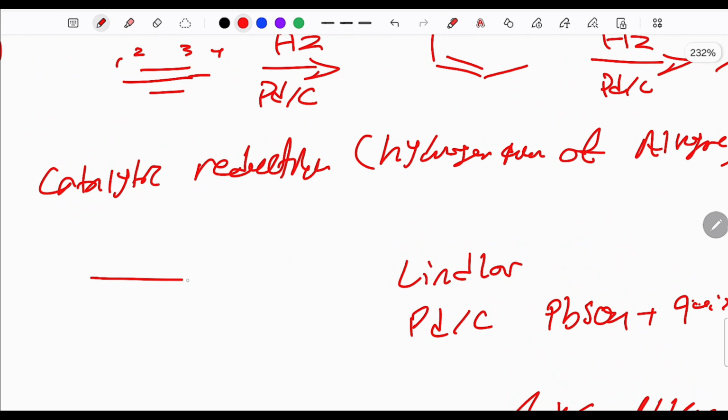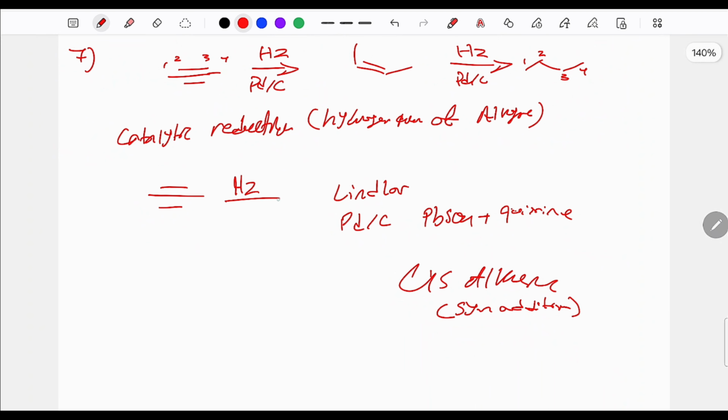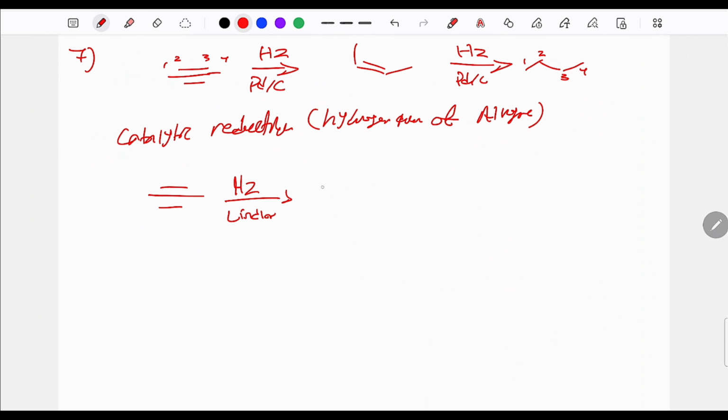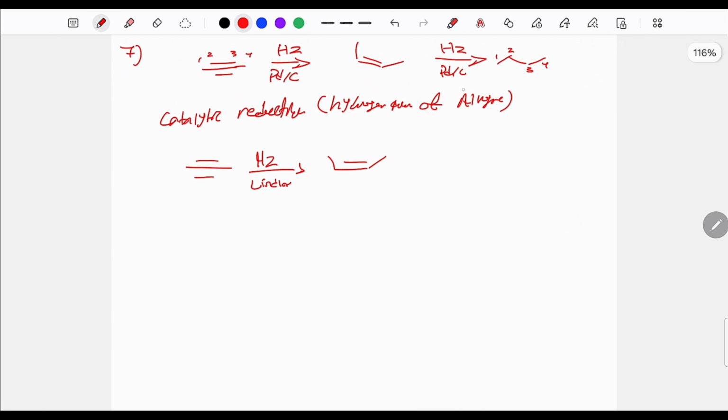So if I do this exact same reaction, but instead I use Lindlar, then I will get this cis alkene only, and the second reaction won't occur to give me the alkane. All right. If I wanted the alkane, then I would just use a regular palladium on carbon, not my Lindlar's catalyst. Okay. Amazing.